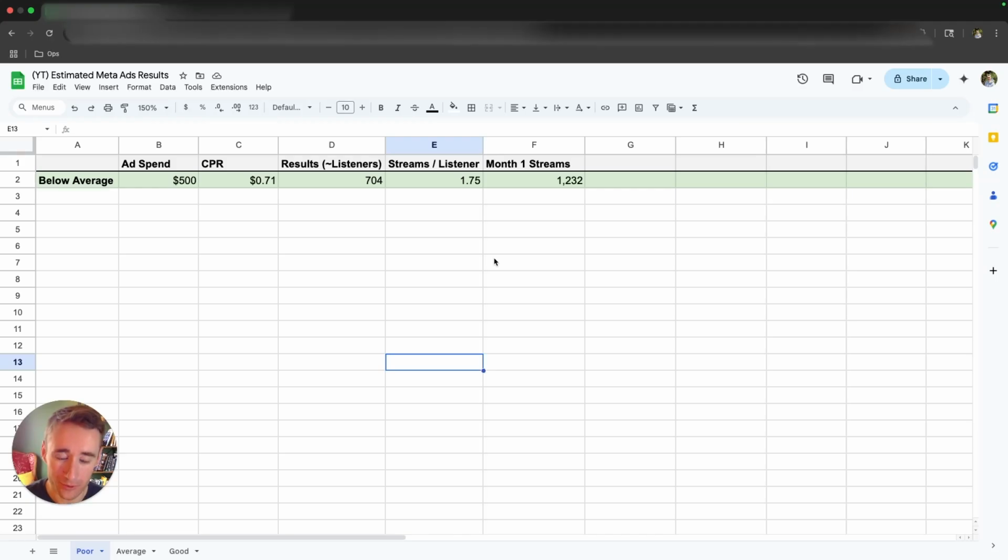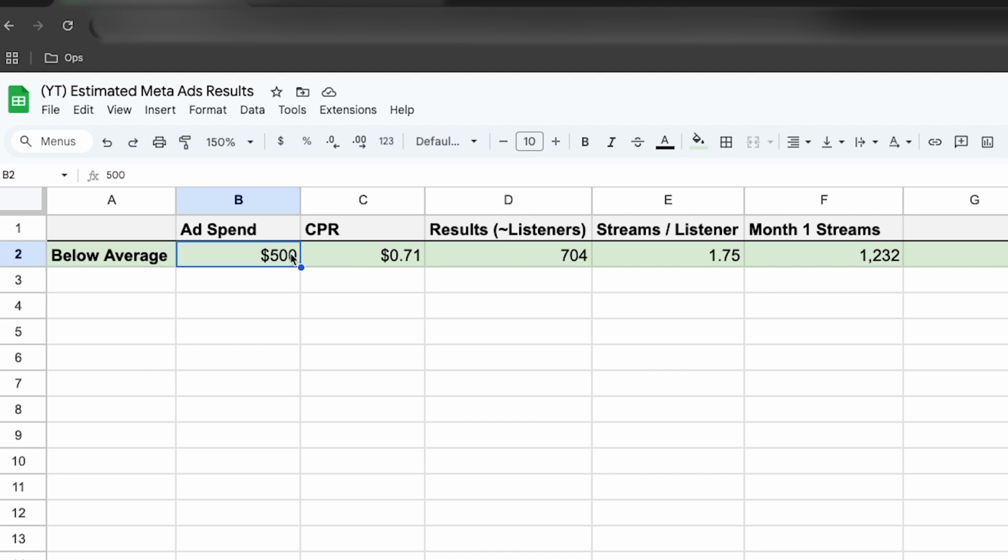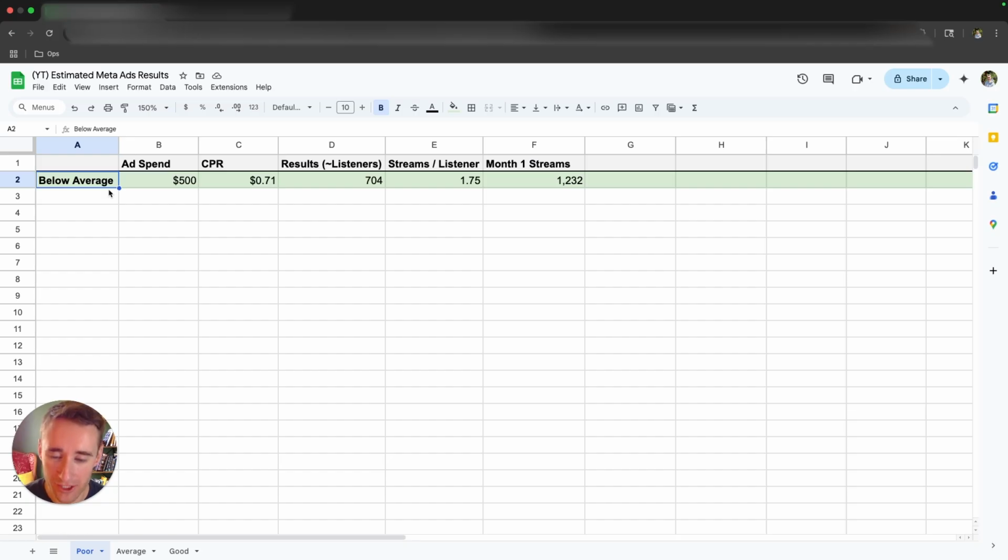So here we are at the old computer screen, and this is a spreadsheet that I use to show clients about how many streams they can expect if they run an average Meta ads campaign. I have talked about some of these numbers before, but I will walk through these step by step at a $500 ad budget level and just give you 3 scenarios. We'll look at a below average ad campaign, one that performs kind of badly, then an average ad campaign, and then a good ad campaign.